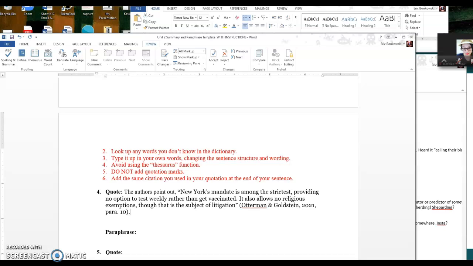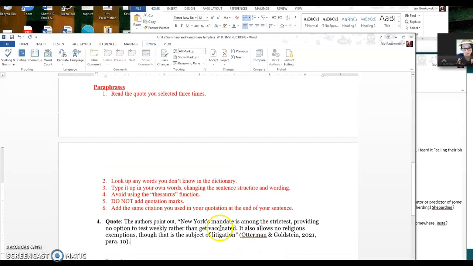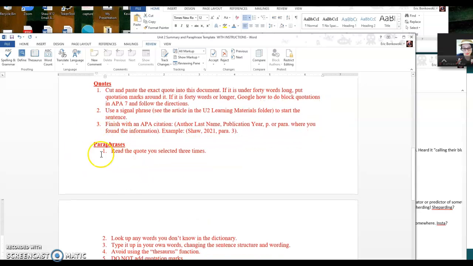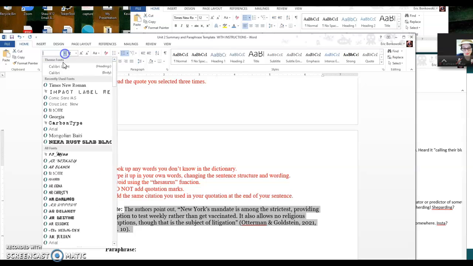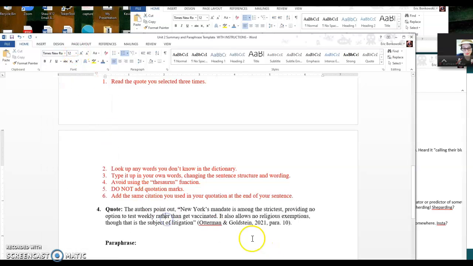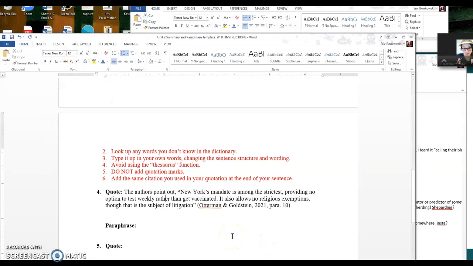That's my quote. To paraphrase, I'm going to read the quote I selected 3 times. Oh, and you know what else I'm going to do before I even start in on all that? I'm going to make sure that this is all matching. It should be Times New Roman. Yep, okay. So I'm going to read the quote 3 times.